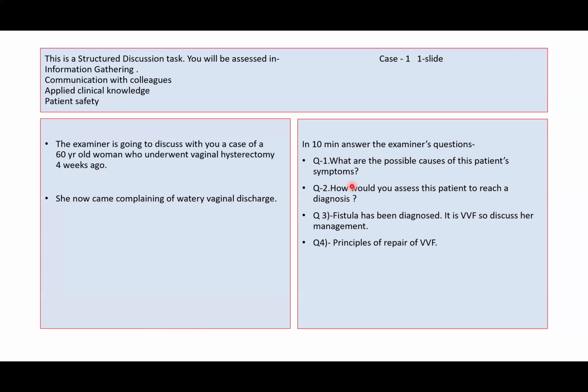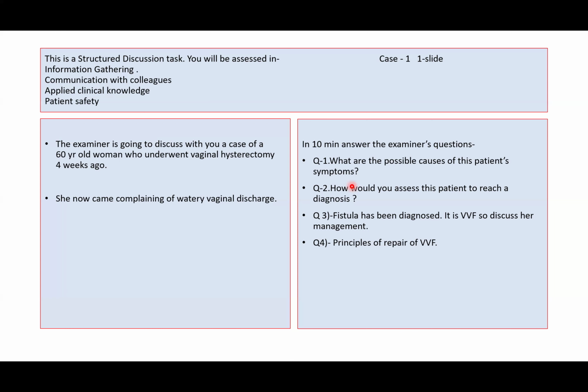And also I would like to ask the patient about the amount and the color, maybe clear or yellowish and purulent or bloody, to differentiate between vault hematoma and pelvic abscess. And I would also like to ask the patient about fever, any abdominal pain, and any swelling in the abdomen to rule out pelvic abscess and any pelvic collection.